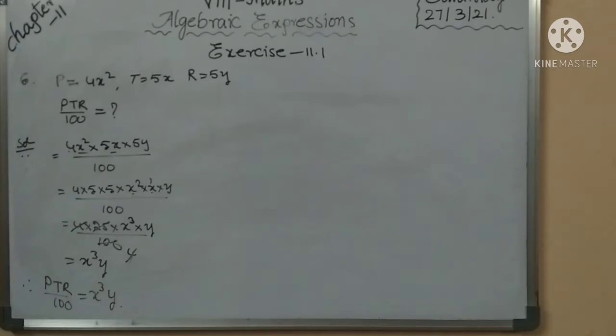So observe that, children. Exercise 11.1 homework: first Roman remaining problems homework, fourth Roman remaining problems homework, and for the seventh one we should write our own terms and product. Okay, did you understand, children? I hope you understood these problems.